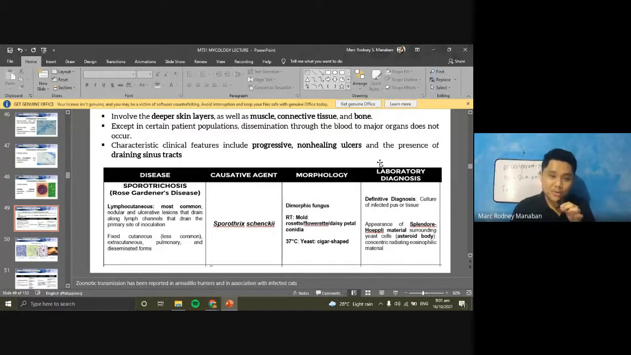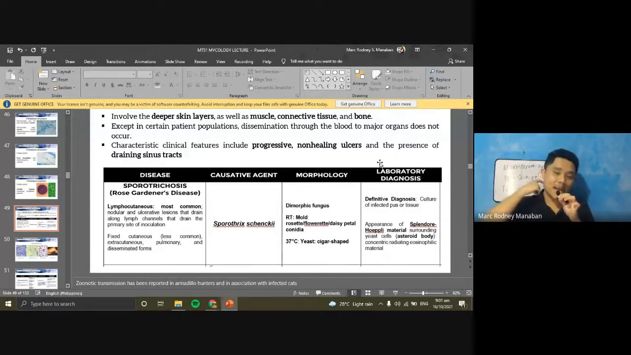It's a dimorphic fungus, meaning it has a mold phase and a yeast phase. At room temperature, the mold is rosette, floweret, or daisy petal in its conidia. So its appearance is like commercial flowers, its conidia. And at 37 degrees Celsius, the yeast is cigar-shaped.